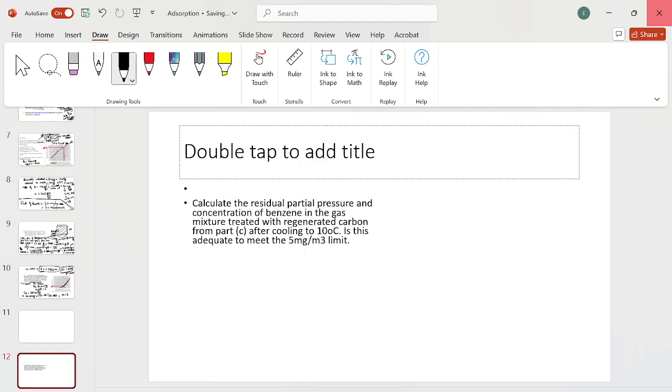So what's the next question? Calculate the residual pressure and concentration of benzene in the gas mixture treated with regenerated carbon from part C after cooling at 200 degrees. Is this adequate to meet the limit? So we need to know whether the amount of carbon is sufficient to meet the legislative limit. What we see here is that the regenerated carbon is cooled down. After regeneration, the carbon temperature is cooled down to 10 degrees C.